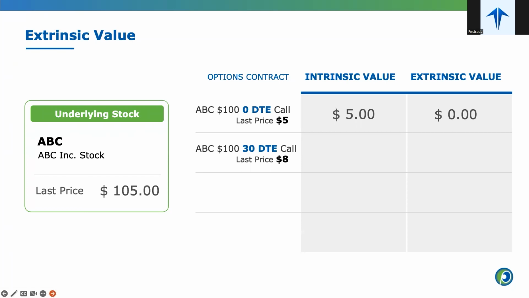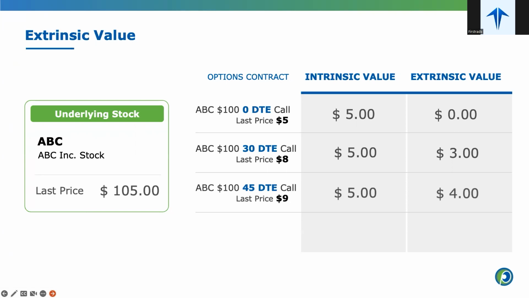We have an ABC, same strike, 30 days until expiration, trading at $8. Well, that's got the same intrinsic value and extrinsic value of $3. 45 days until expiration, same strike price. I hope you see the pattern here. Intrinsic value is 5, extrinsic is 4. And let's go out 60 days, trading at $9.50. Intrinsic remains the same, and extrinsic is $4.50.